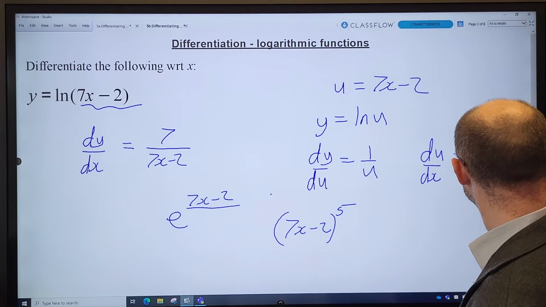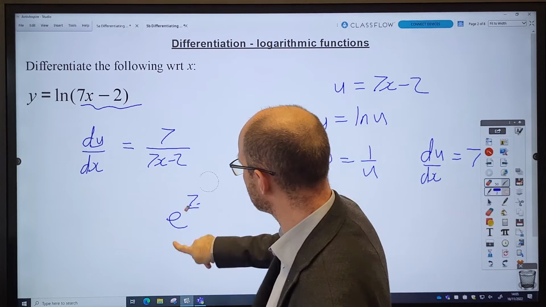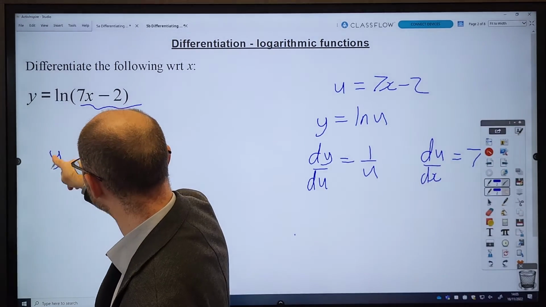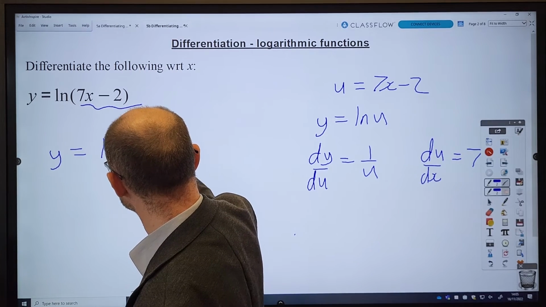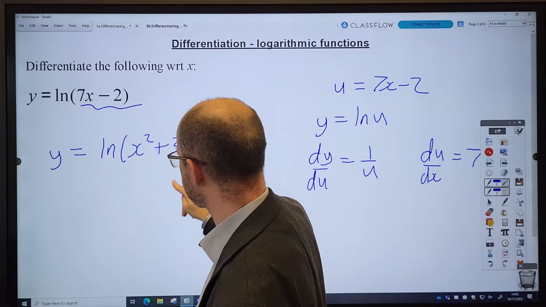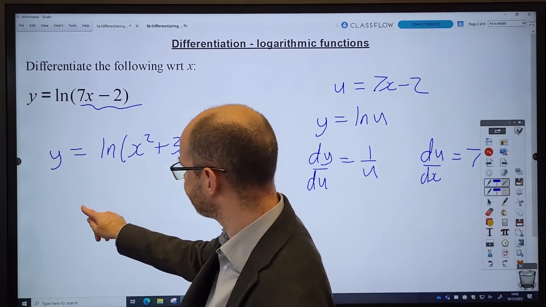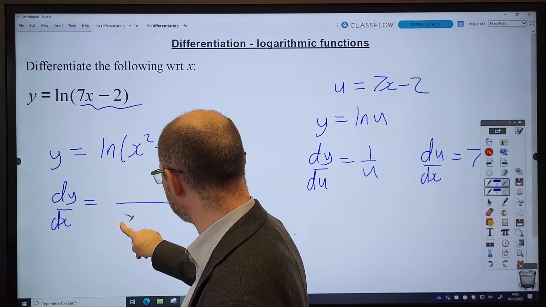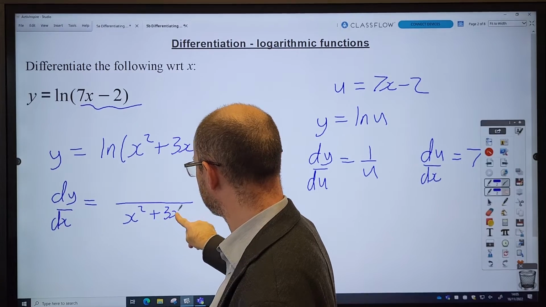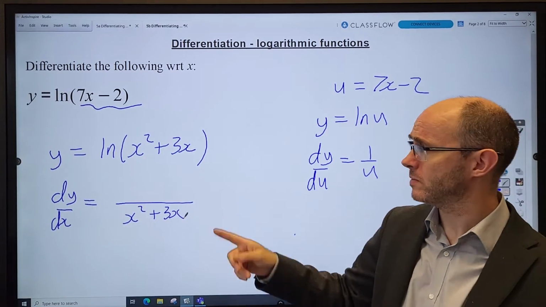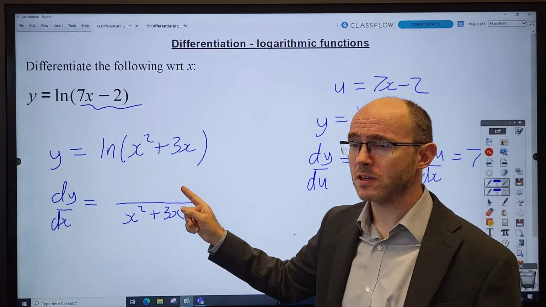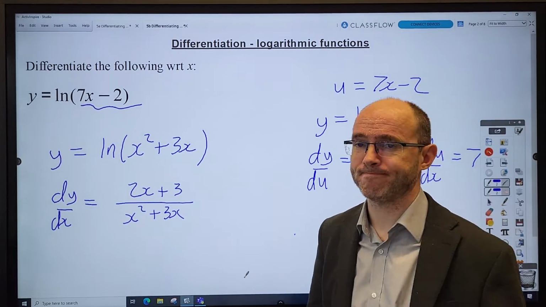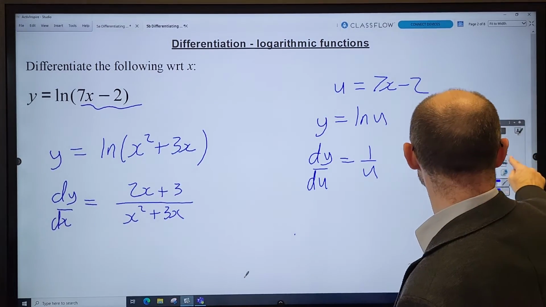Maybe before we do another one, I just ask you to consider another type of example. So let's just leave that by there for a moment. Try doing this question. What if y is equal to natural log of x squared plus 3x? Have a go at that one for me. So you get dy/dx is equal to, that's going to be something over x squared plus 3x, because differentiate a natural log, it's 1 over what's in the brackets. Then differentiate what's in the brackets, you get 2x plus 3. So it's 2x plus 3 over x squared plus 3x. Okay, that's that.